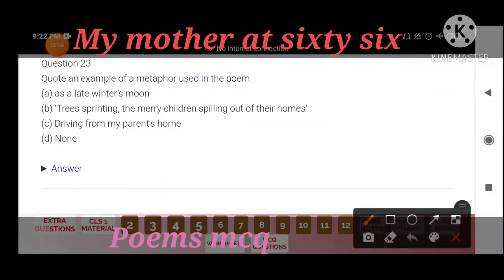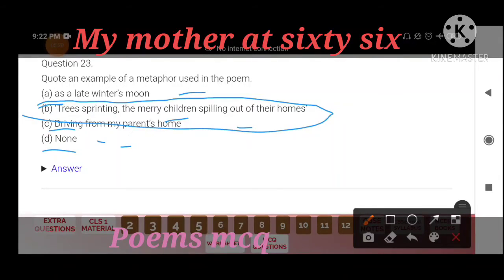Quote an example of metaphor used in the poem. So options are: as a late winter's moon, trees sprinting and the merry children spilling out of their homes, driving from my parents' home, and none. So answer is trees sprinting, the merry children spilling out of their homes. So here there is a comparison, and comparison by the metaphor.